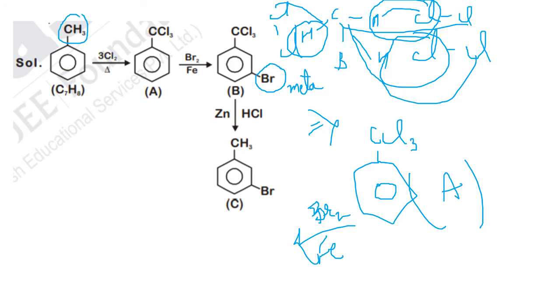Then on the further reaction with zinc and HCl, it will simply convert the CCl3 group again to CH3, and this is our compound number C.